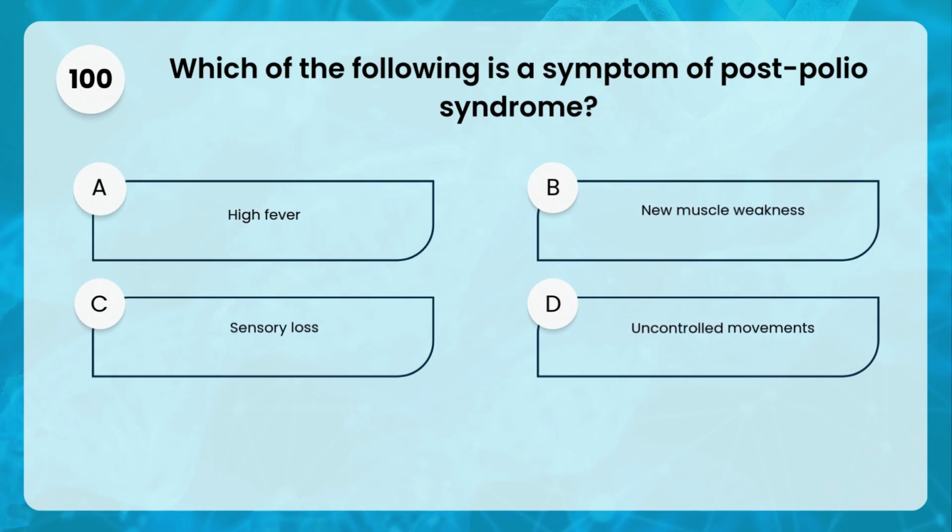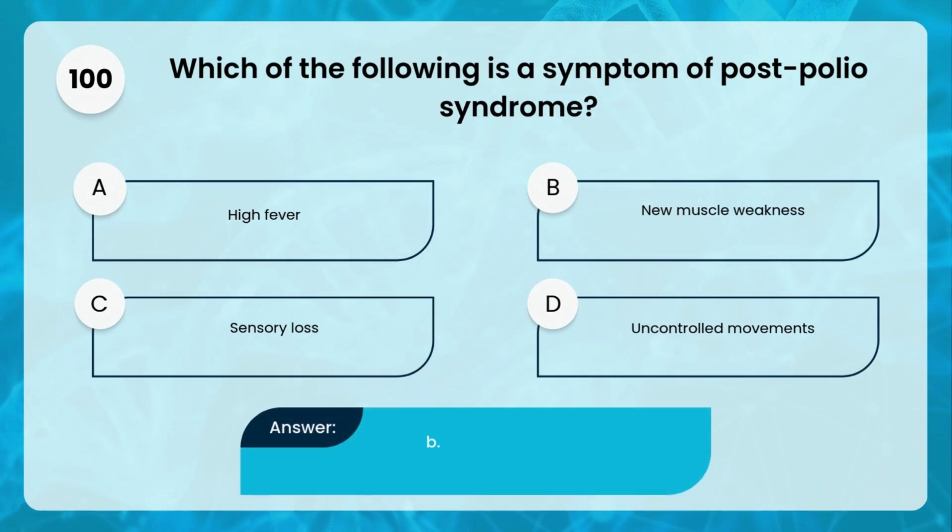Number 100. Which of the following is a symptom of post-polio syndrome? A. High fever. B. New muscle weakness. C. Sensory loss. D. Uncontrolled movements. The answer is B. New muscle weakness.